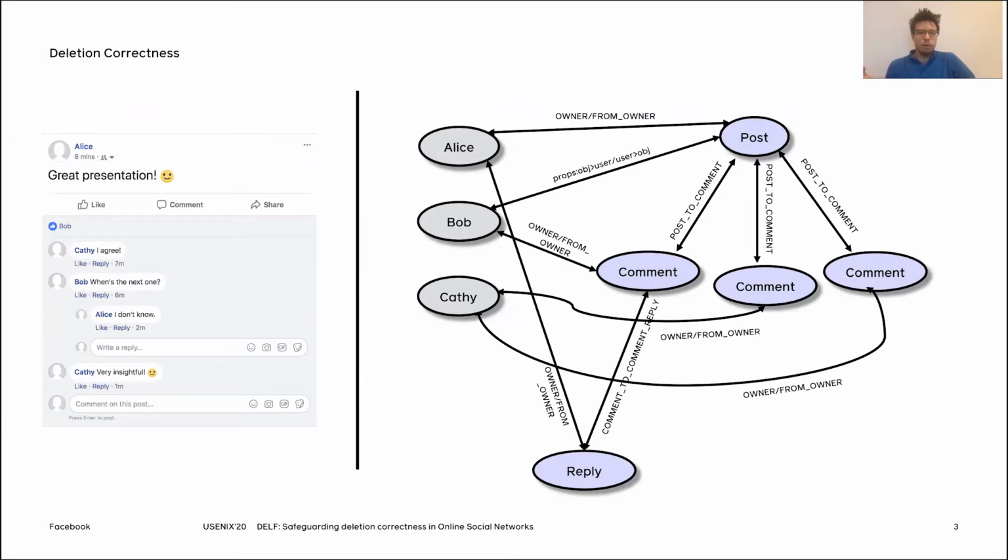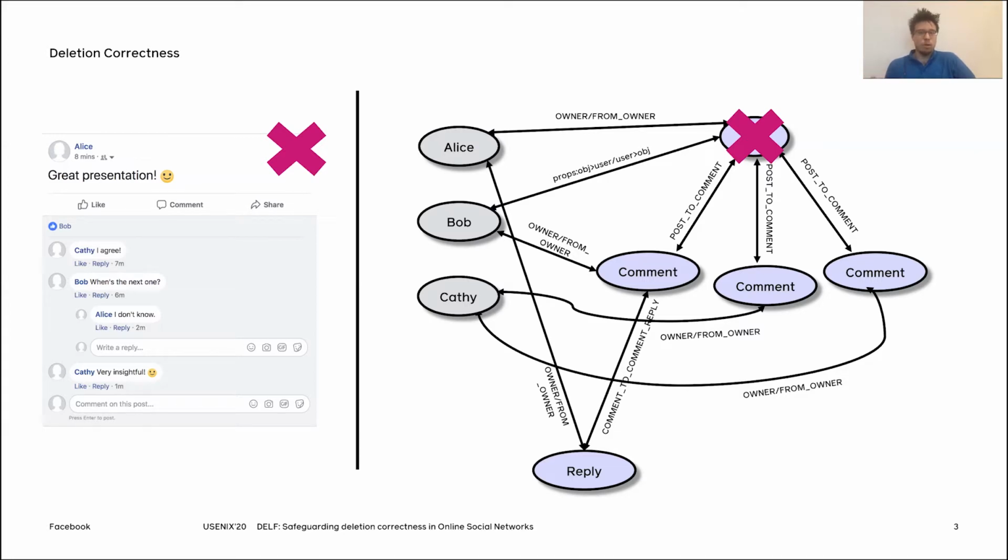Let's look at a relatively simple social interaction. On the left, a Facebook post, and on the right, how the data are represented in the back end. So the circles represent objects in Facebook's graph database, Tau, and the lines represent edges or associations between those objects. And let's say now that the post creator decides to delete her post. If you were the developer in charge of implementing deletion, what would you do?